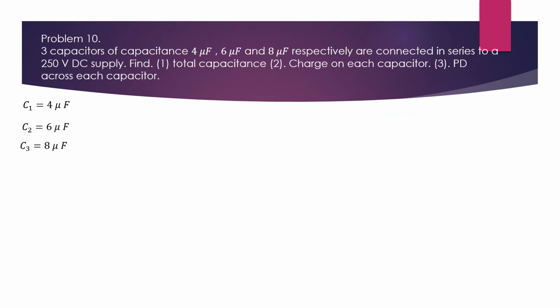Problem 10. Three capacitors of capacitances 4 microfarad, 6 microfarad and 8 microfarad are shown here in the figure: this is 4 microfarad, this is 6 microfarad, this is 8 microfarad, connected in series to a 250 volt DC supply. Find total capacitance, charge on each capacitor, and PD, potential difference across each capacitor.